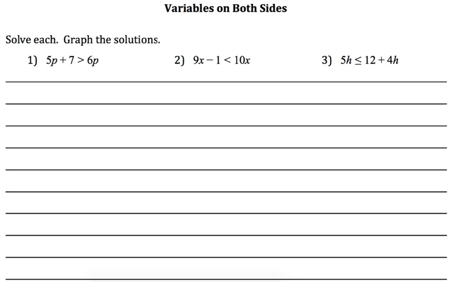Variables on both sides. So we're told to solve each of these and then we'll graph the solutions. It's sort of multi-step but not crazy. So here I have 5p plus 7 is greater than 6p. And if I were to change the color of my inequality symbol, I can see that there's variables on both sides.